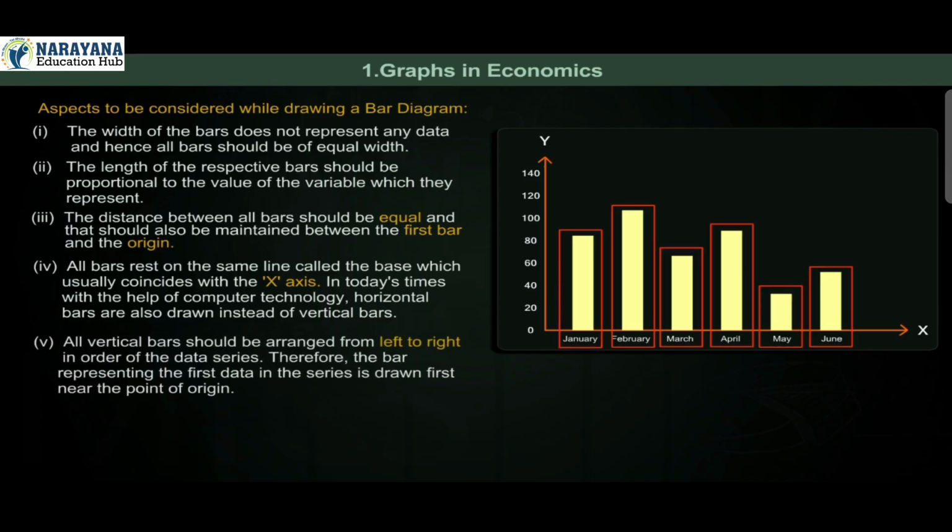5. All vertical bars should be arranged from left to right in order of the data series. Therefore, the bar representing the first data in the series is drawn first, near the point of origin.